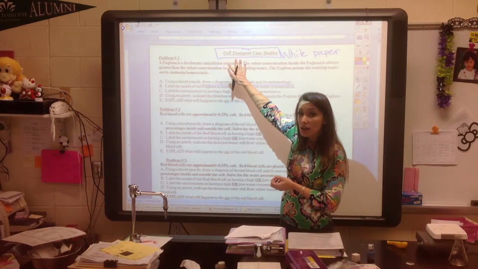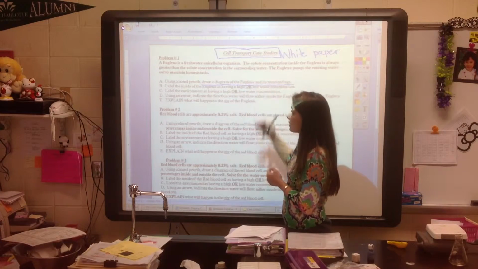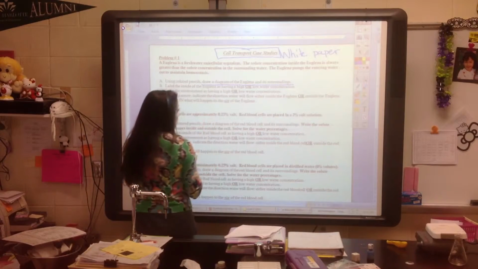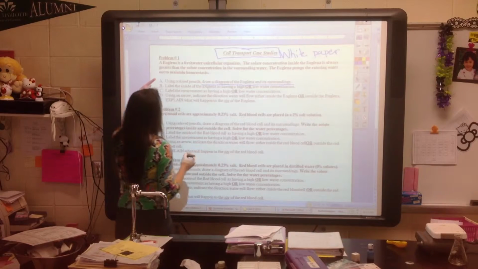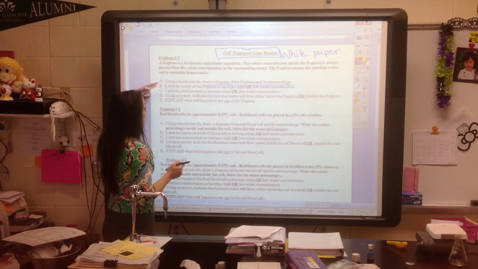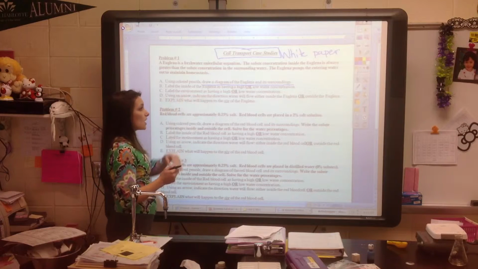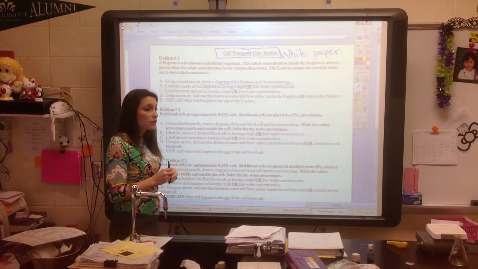Here's the euglena, this is your text that you're reading, and you're using this to get information. So please make sure that you're checking these off. Now you can't check them off because they're in a page protector, but first you draw a diagram, you label the inside, you label the environment, using an arrow indicate which way water will flow, and explain what will happen to the size of the euglena.